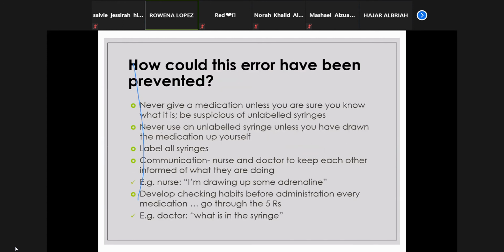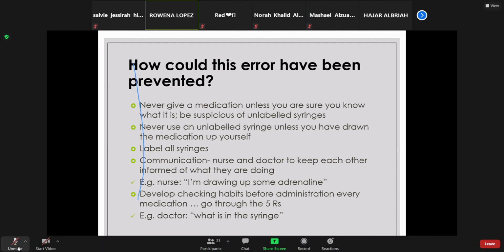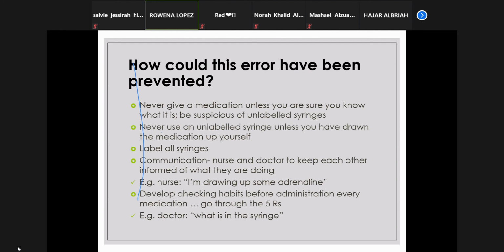So how to prevent this error? Never give a medication unless you are sure you know what it is. Be suspicious of unlabeled syringes. Never use an unlabeled syringe unless you have drawn the medication up yourself. Label all syringes, and communicate. And develop checking habits, okay, the 5 R's. And the doctor should also ask the nurse what is in the syringe.